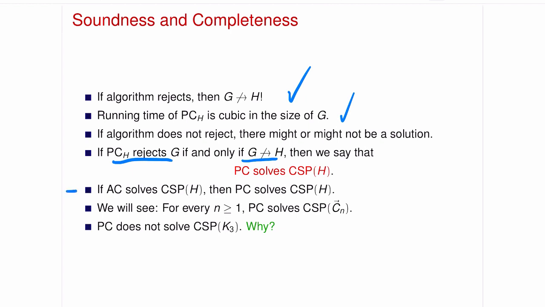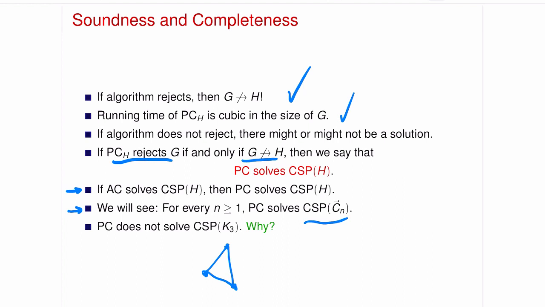What should also be fairly clear is that the path consistency procedure is strictly more powerful than the arc consistency procedure, because with pairs of values, you can in particular simulate single values. Whenever arc consistency can detect an empty set, then the path consistency procedure can detect an empty list of pairs. All right, what we'll also see in a second is that the path consistency procedure can do strictly more. It can, for instance, solve CSP of directed cycles. On the other hand, we also know already an example where path consistency cannot solve the CSP, namely for K3.